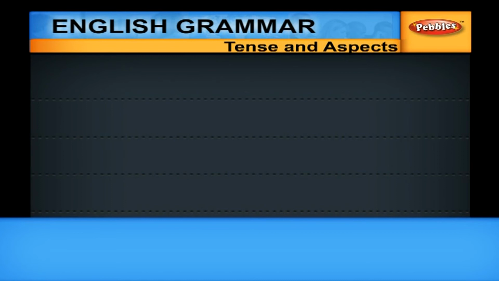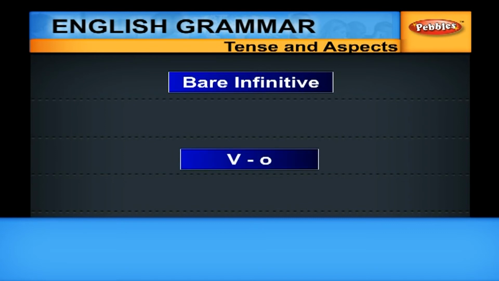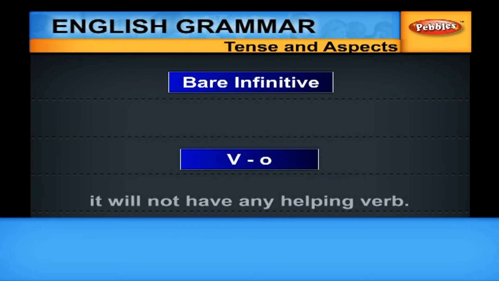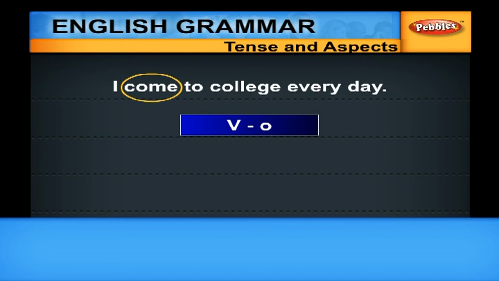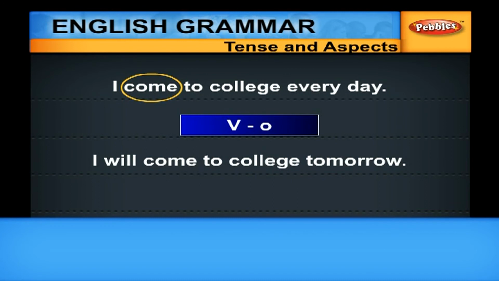Then, what is the distinction between bare infinitive and VO form? If it is VO form, it will not have any helping verb. If it is bare infinitive, it will be preceded by modal auxiliaries. By modal auxiliaries, we mean may, will, shall, and so on. I come to college every day: VO form. I will come to college tomorrow: bare infinitive, where the verb come is preceded by will. This is how the lexical verbal items are used.